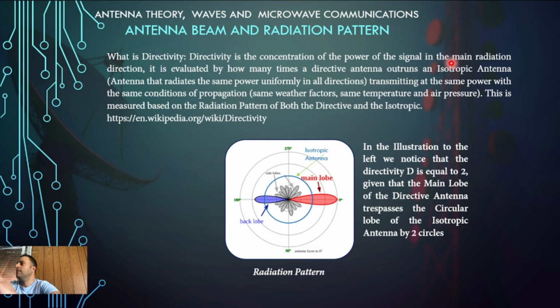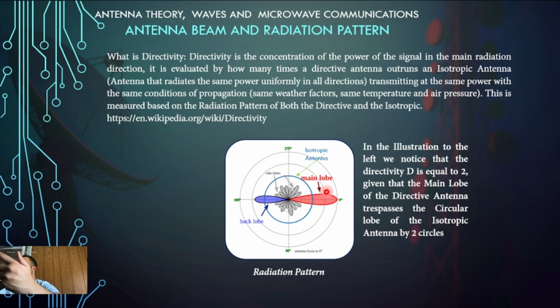Again, the directivity is evaluated by how many times a directive antenna outruns an isotropic antenna radiating the same power uniformly in all directions, transmitting at the same power, under the same conditions of propagation, meaning same temperature, weather factors, same air pressure, and also operating at the same frequency. So this is the measurement of the radiation pattern.